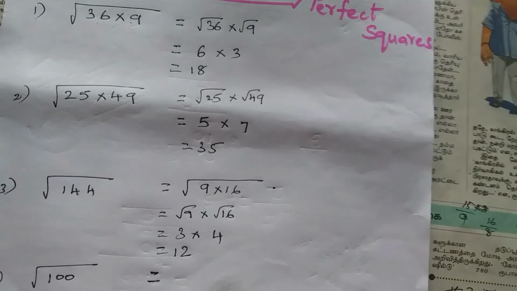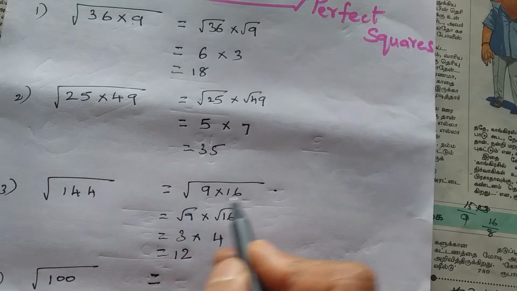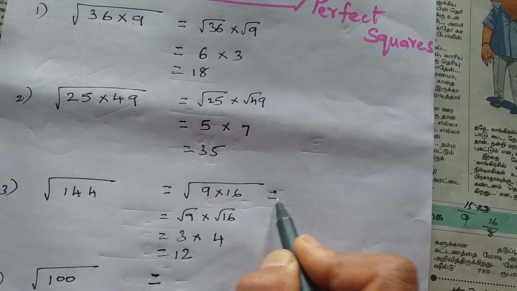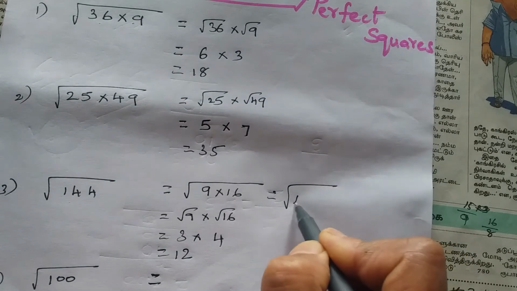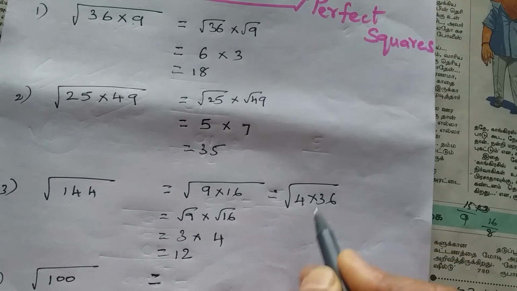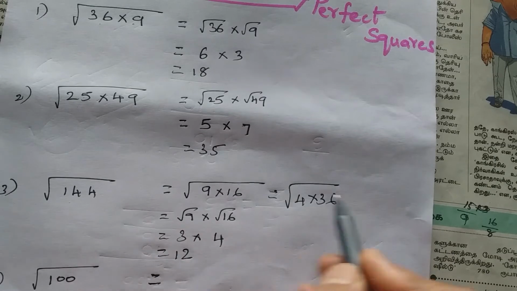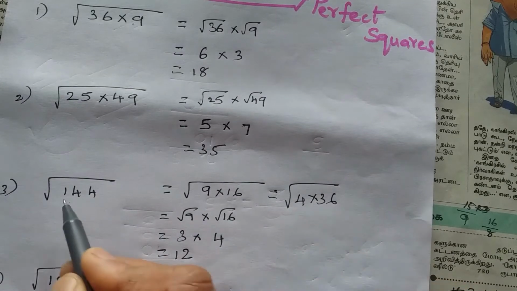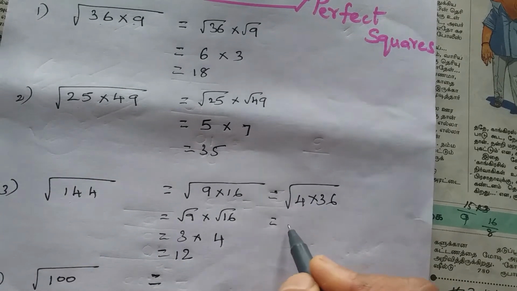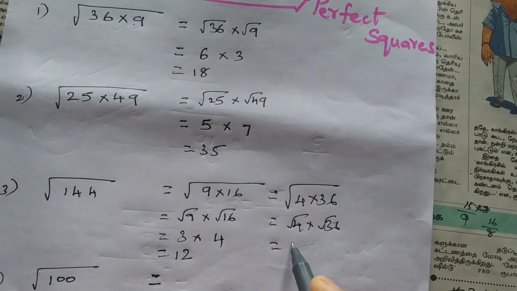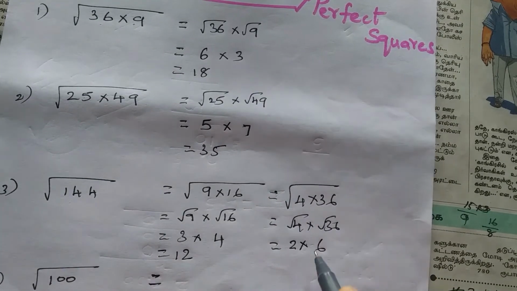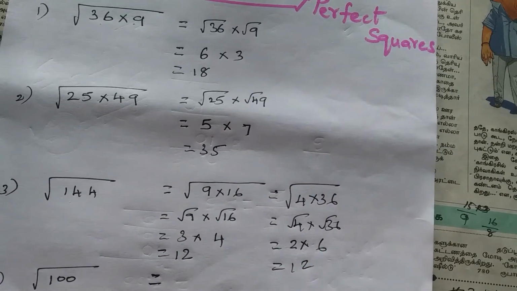Now just there's an interesting fact here. This 144, we can also split it as 4 into 36. Multiply: 6 4s are 24, carry 2, 3 4s are 12, 12 plus 2 is 14. This way also we can do this. We can write it as root of 4 into root of 36, and root of 4 is 2, root of 36 is 6, 2 6s are 12. We get the same answer.